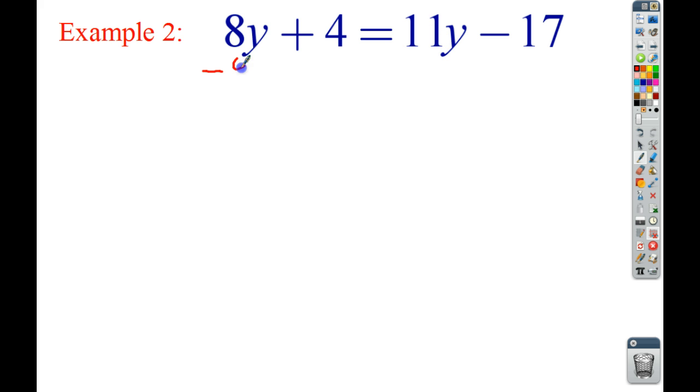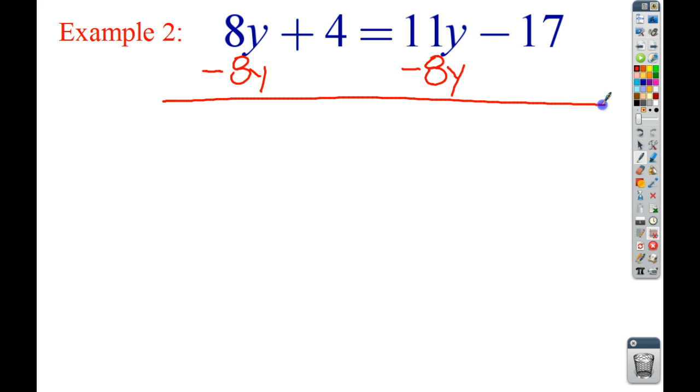So I'm going to subtract, or add a negative 8y to this, and I'm going to do the same thing to that side. And then we'll combine them. Well, these become 0, and that's what I want, and I get a positive 4 is equal to 11y minus 8y is 3y, and then a negative 17.